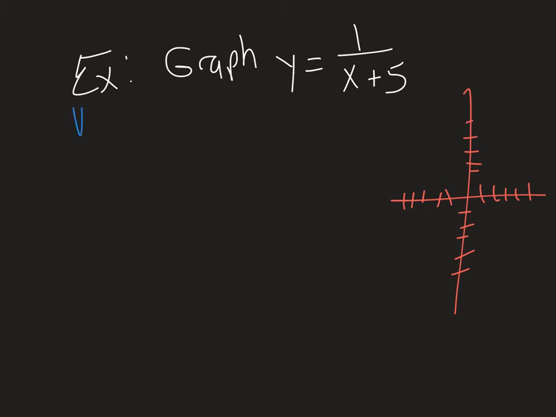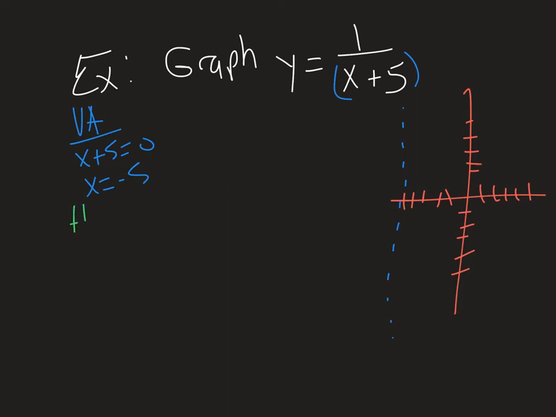First, we're going to find our vertical asymptotes, which I'll abbreviate with VA. And how I find that is I'm going to set x plus 5 equal to 0, and then I'm going to solve for x. So that tells me that at negative 5, I have a vertical asymptote. That means that I don't cross that line.